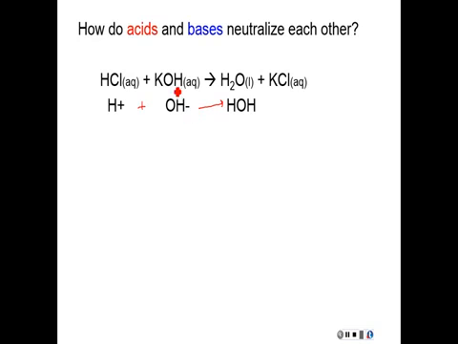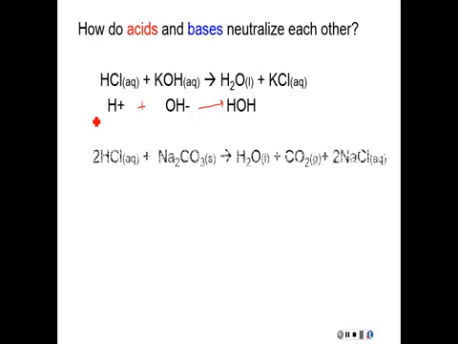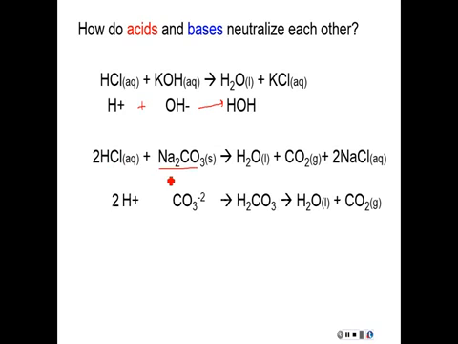Now what if you have a different type of base, one that's not a hydroxide, like here? Here we have sodium carbonate. Now sodium carbonate is in baking powder, and you can also find it in many antacids. Now in sodium carbonate, you don't see any hydroxide here. So how is it able to react with the acid and neutralize it? Well, let's take a closer look.